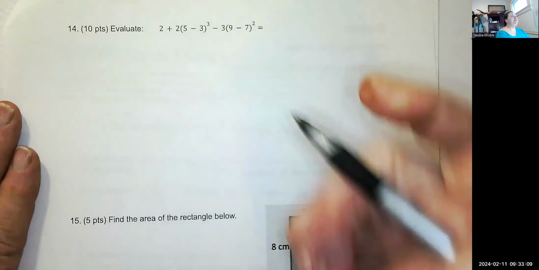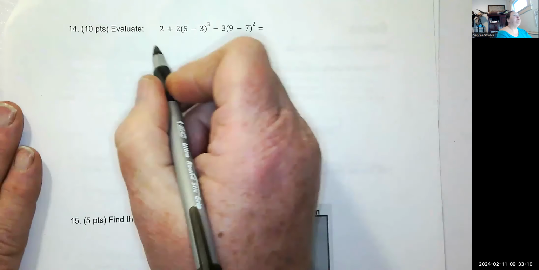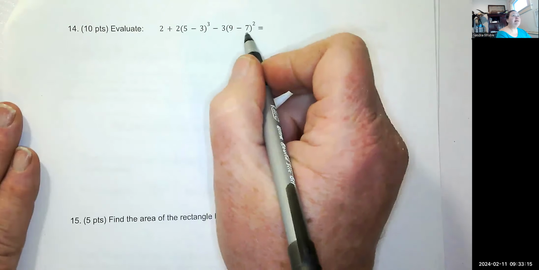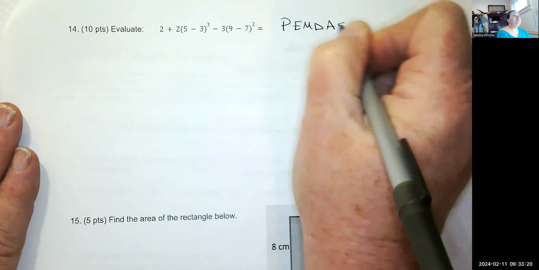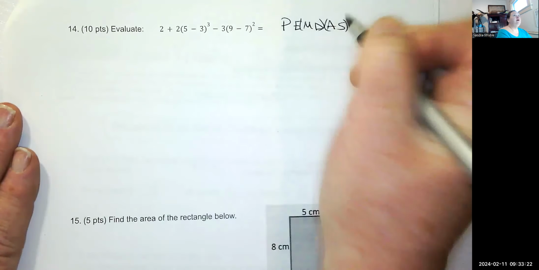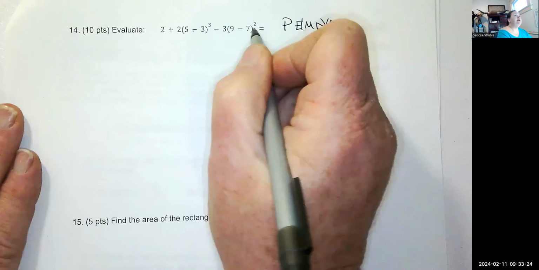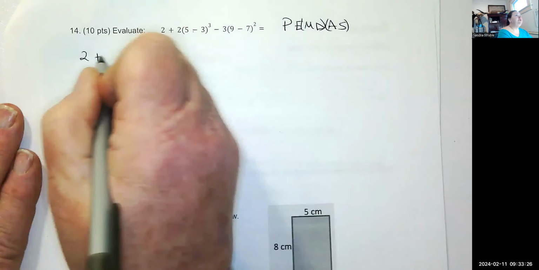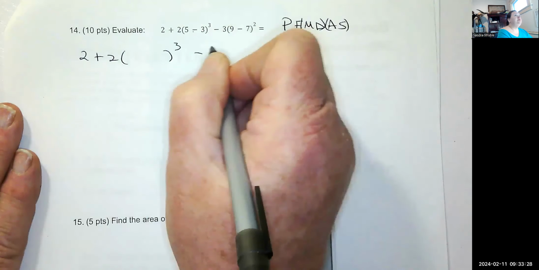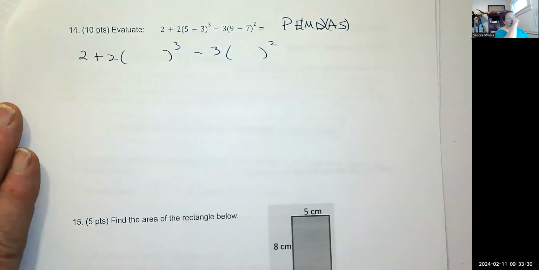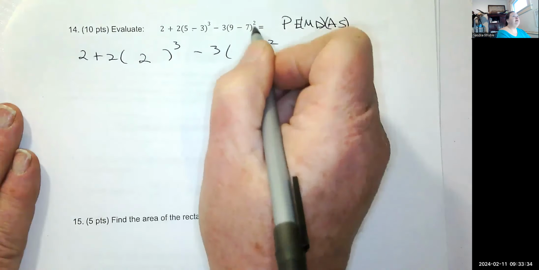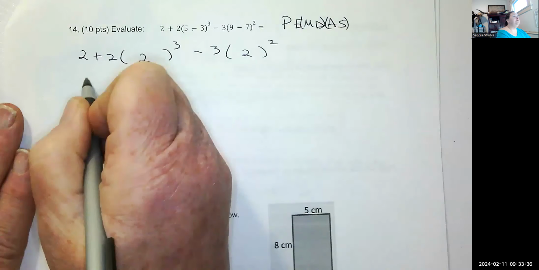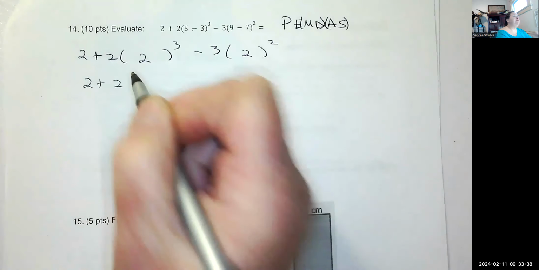All right, oh, this is a fun one. 2 plus 2 times (5 minus 3) cubed minus 3 times (9 minus 7) squared. Again, I'm going to put my order of operations up here so I remember what to do. Parentheses first, so I have to hit both of these parentheses first. 5 minus 3 is 2. 9 minus 7 is 2. All right, I've done my parentheses. Now I have to do my exponents.